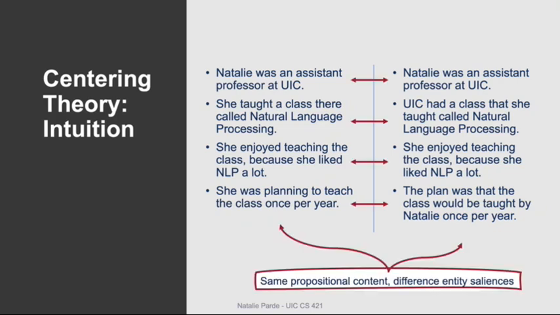So these two text passages communicate exactly the same information, and in fact the first and third sentences are identical to one another. However, the second and fourth sentences differ from one another in terms of which entity is the most salient. In the first text passage, the entity Natalie remains highly salient throughout the passage, whereas in the second text passage, UIC and the plan are more salient in the second and fourth sentences.